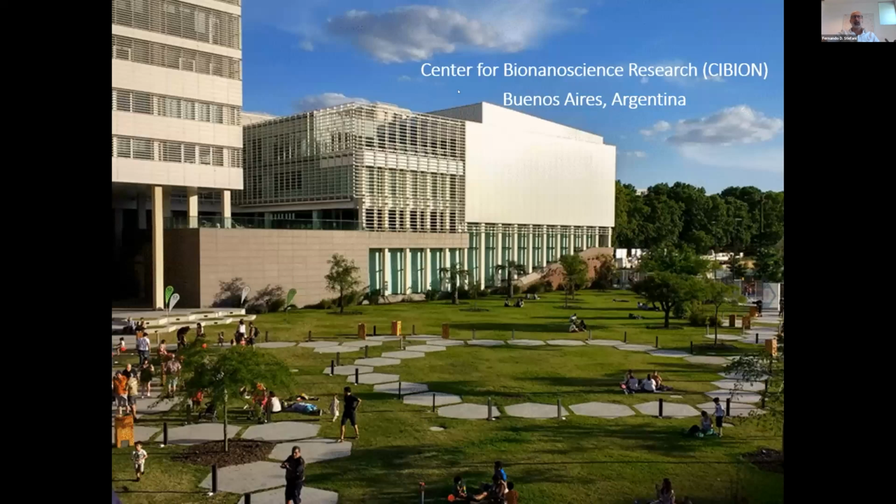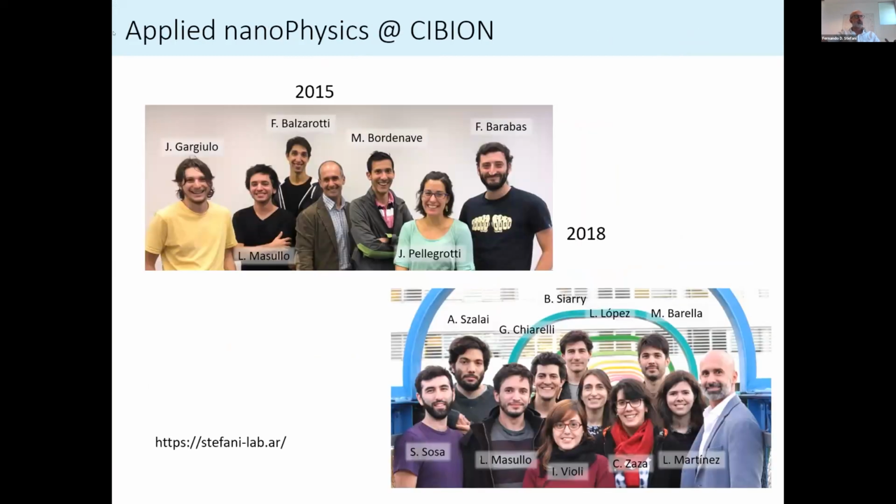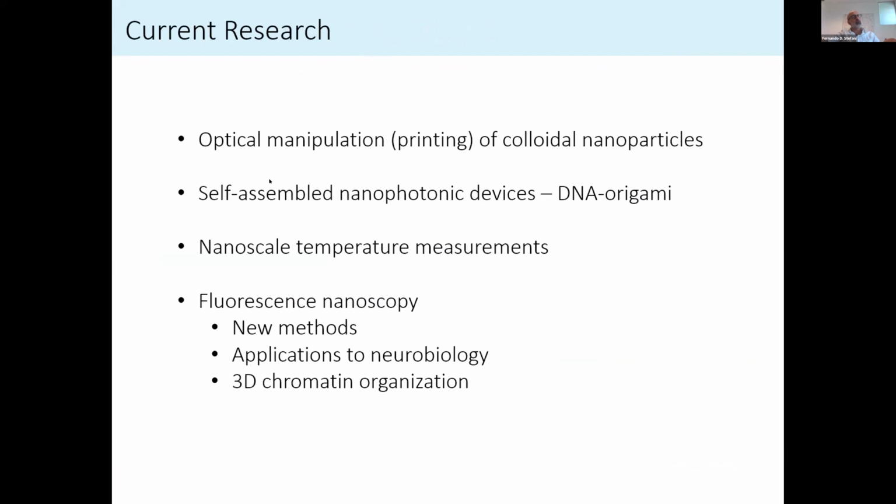The Center for Bio-Nanoscience Research, CBION, is in Buenos Aires, a rather small institute established in 2012. We have at the moment 9 groups working on different areas of physical chemistry, addressing biological questions. In particular, our group is a small group. Here you have 2 snapshots from a few years back and a more recent picture that we managed to take after the pandemic. We are a small group of physicists, chemists, and biologists, and we're working on different areas.